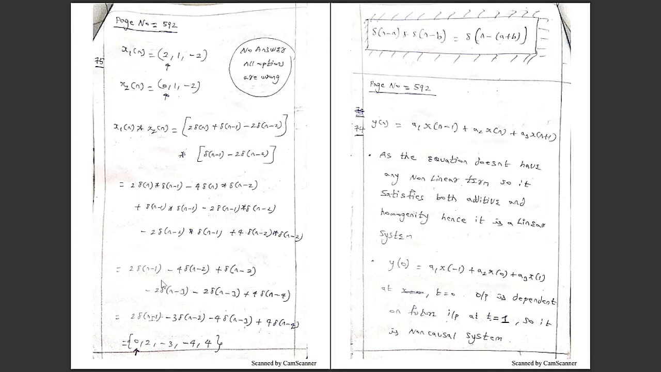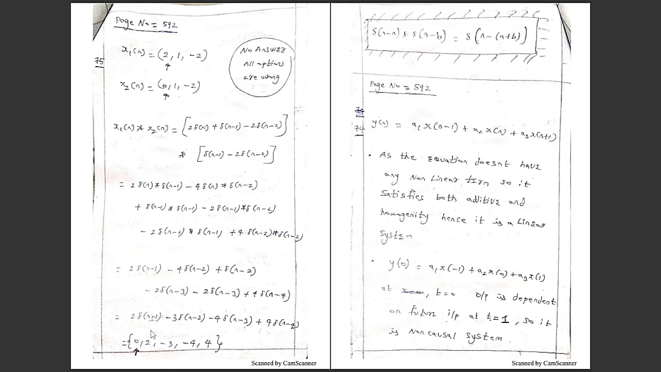If you do simplification, we are going to get 2 into delta of n minus 1 minus 4 into delta of n minus 2 plus delta of n minus 2 minus 2 delta of n minus 3 minus 2 delta of n minus 3 plus 4 delta of n minus 4. If we further simplify, finally we are going to get 2 into delta of n minus 1 minus 3 into delta of n minus 2 plus minus 4 into delta of n minus 3 plus 4 into delta of n minus 4. So what is the sequence now? 0, 2, minus 3, minus 4, 4. So this is the overall convolution of the signal that you are going to get.